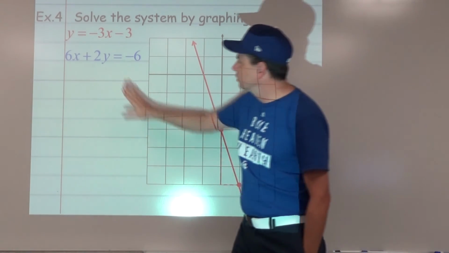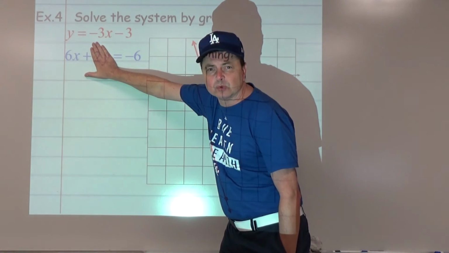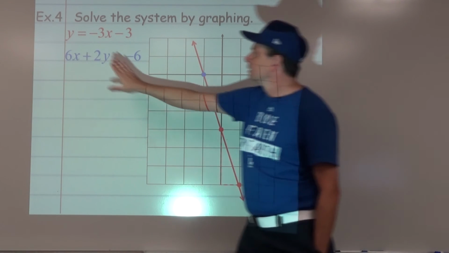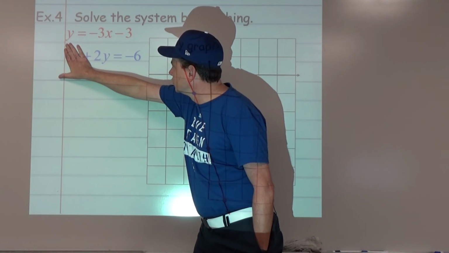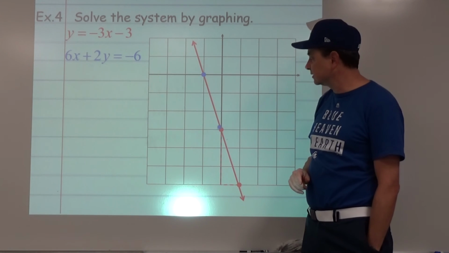I think this one we could do cover up. Cover up, solve for x. X equals -1. Cover up, y equals, solve for y. Y equals -3. Ooh, here it is.